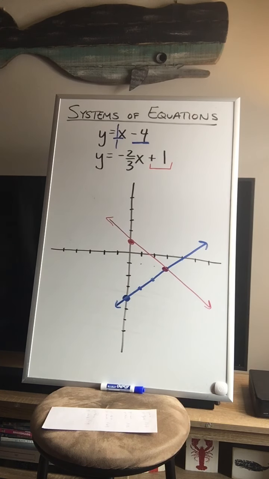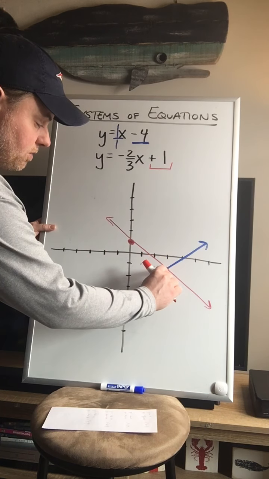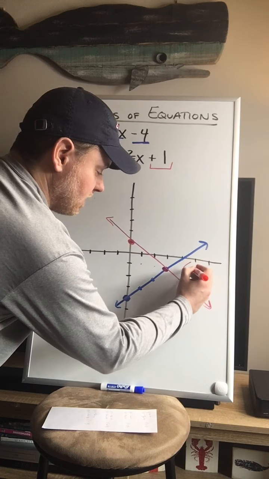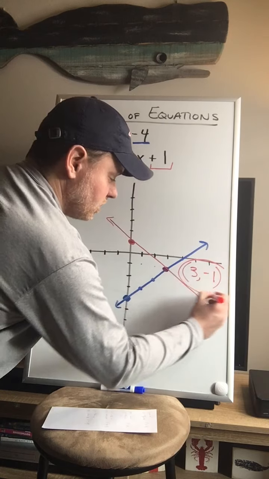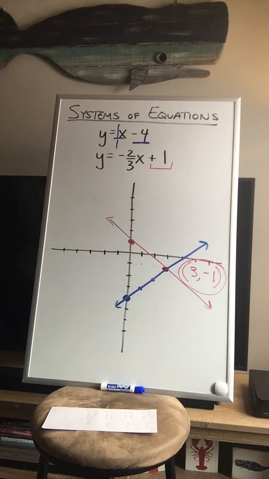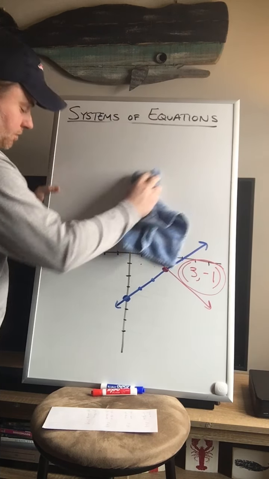So the last thing I have to do is just label that point with the coordinates. So that point there looks like it's 3 to the right and 1 down. So 3 to the right means the x is 3, and 1 down means the y is -1. So the point that they have in common is (3, -1). Okay? So this is how we were finding the point that the system had in common for the first week. We were graphing them.